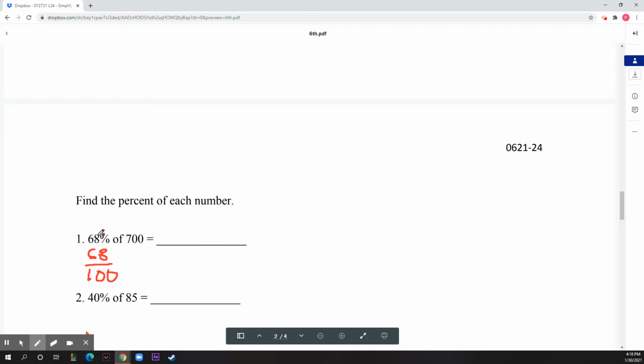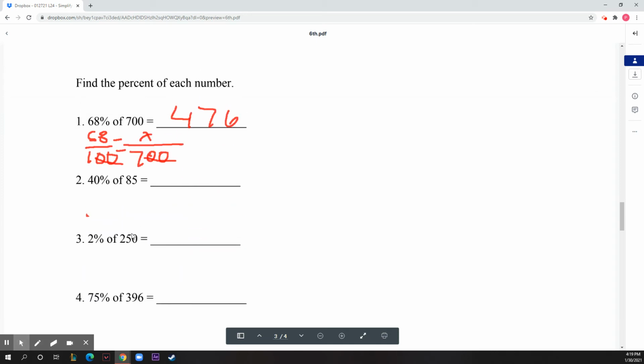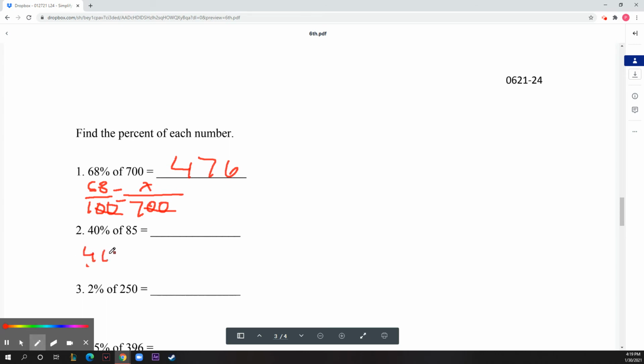Okay, and what you're trying to find is 68% of 700. So you're trying to find x. So 68 over 100 is equal to x over 700, is basically what they're asking. Now that you've changed this, it's not a word problem, but once you change it into an actual formula that you can use, then you just need to do the same thing as before. And then x is equal to 7 times 68, and 7 times 68 is 476.